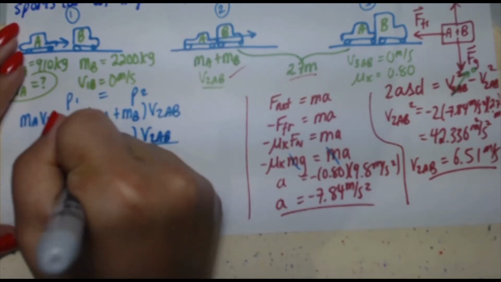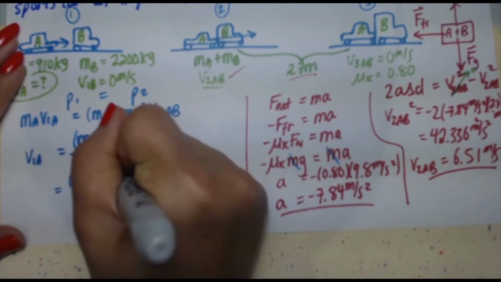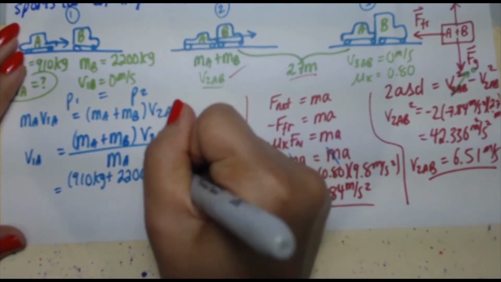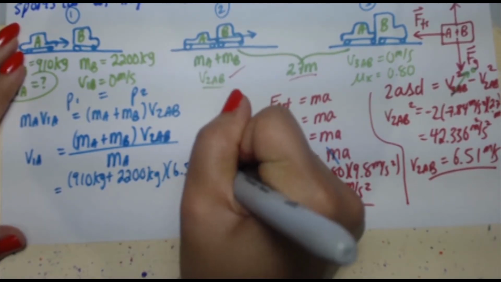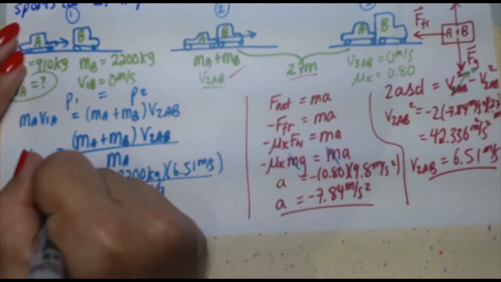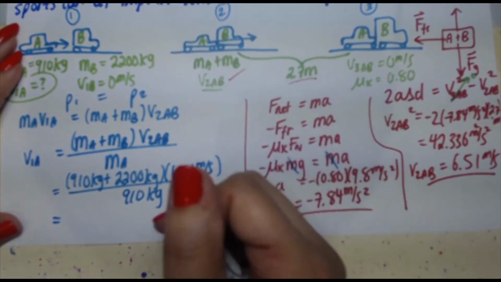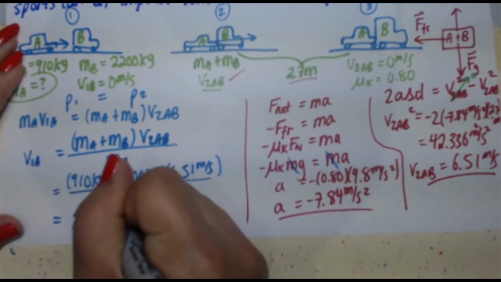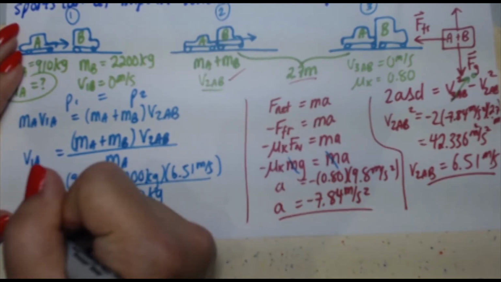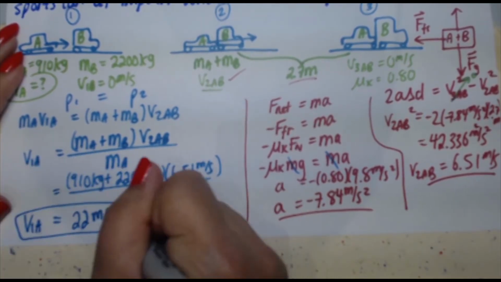So MA is 910 kilograms. MB is 2,200 kilograms. Add those two together. Then multiply by 6.51 meters per second and divide by 910 kilograms. And when you punch those in your calculator, you're going to get your V1A to be 22 meters per second. And that is accurate to the right number of sig figs, which is 2. So there is the speed of the sports car on impact.